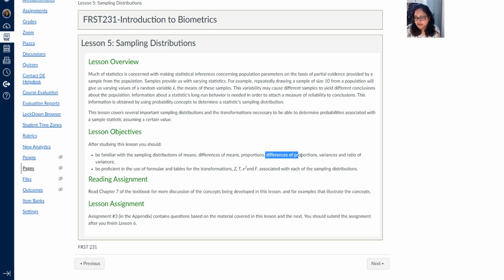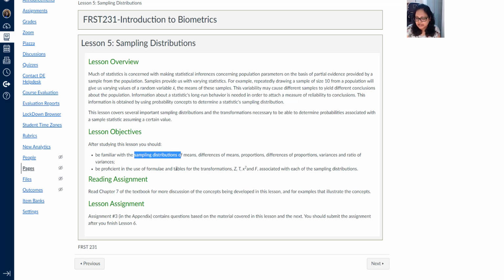And then if we have two proportions, that means from two groups, whether we can make a sampling distribution of the difference between those proportions. Same thing, the difference between those means. And then how about the distribution of variance? Many times we talked about means, but how about the variance? Also the ratio: if we have two groups, then we can also take a ratio of the variances in those groups, and see whether we can make a sampling distribution.